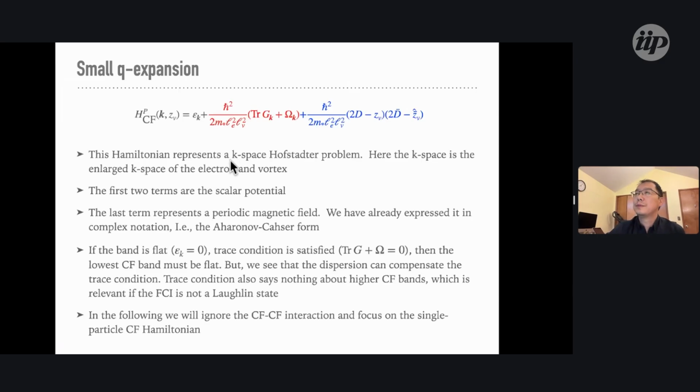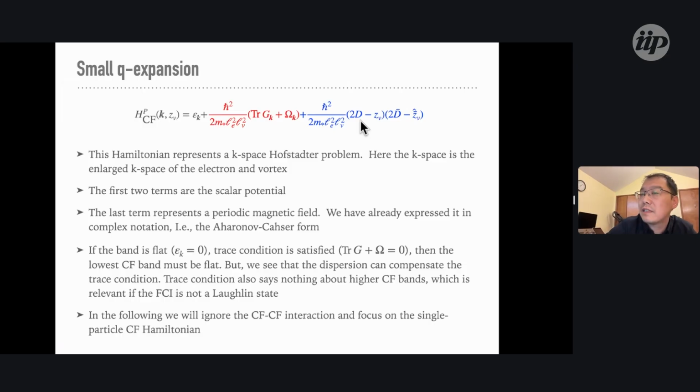All right, so let me just keep commenting on this equation, because this is really a very, very nice looking equation. So now you look at this, right? You see that this is basically like a k-space Hofstadter butterfly problem, right? If you just replace K with R, then this is basically solving some kind of problem of a particle moving in a periodic scalar potential with a periodic magnetic field. So the first two terms, the band dispersion plus the trace condition, are just the scalar potential, right?